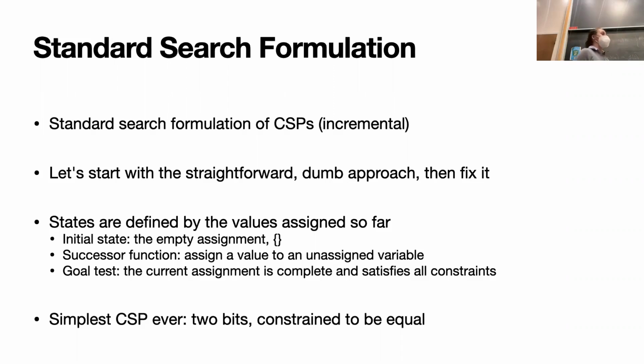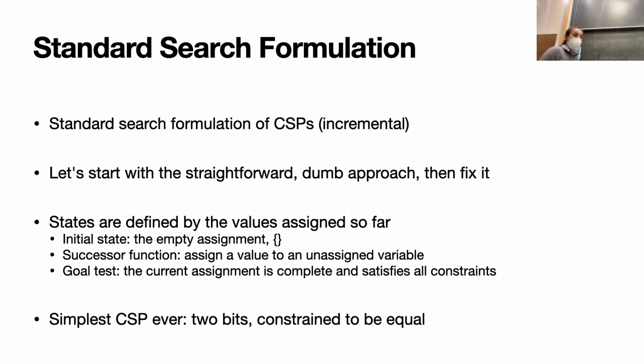In general, when we think about CSPs in terms of a standard search formulation, the state will be defined by the value of the assignment so far. We'll use an initial state, which just starts as the empty assignment. Then we'll have a successor function that assigns a value to an unassigned variable. And then we will have a goal test. The goal test will be whether the current assignment is complete and satisfies all the constraints.